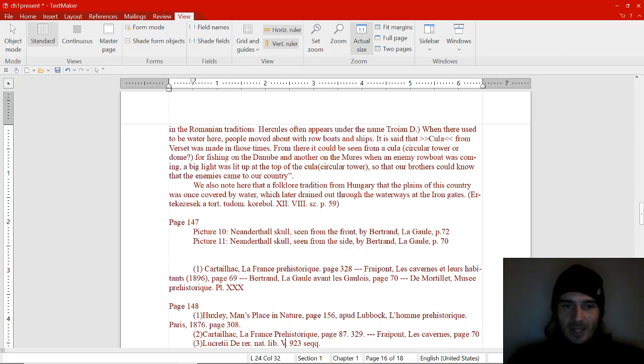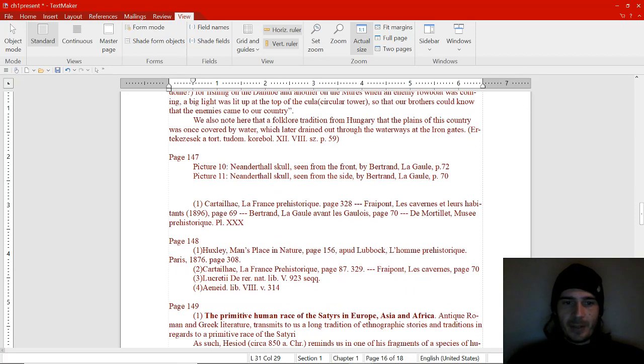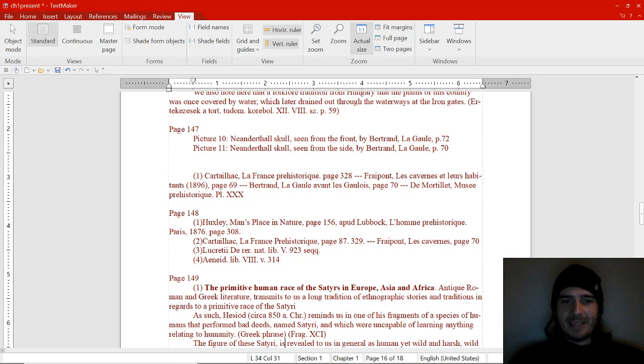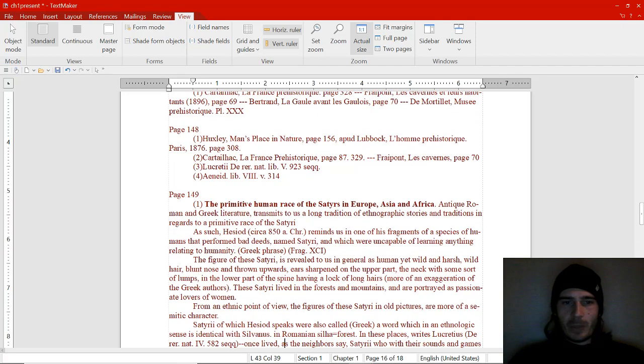Reference 1, Cartel Hack, his book. Then there's Frappuant, his book. Bertrand, his book. Then Mortiller, his book. Page 148, Huxley, his book. Reference 2, Cartel Hack, his book. Also Fray Pont, his book, number 3. Lucrezi, his book. 4. Aeneid, his book, page 149.